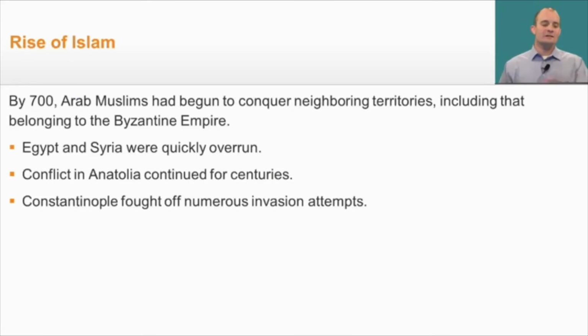Well, in addition to the plague, we saw the rise of Islam, where by 700, Arab Muslims had begun to conquer neighboring territories that included areas that belonged to the Byzantine Empire.